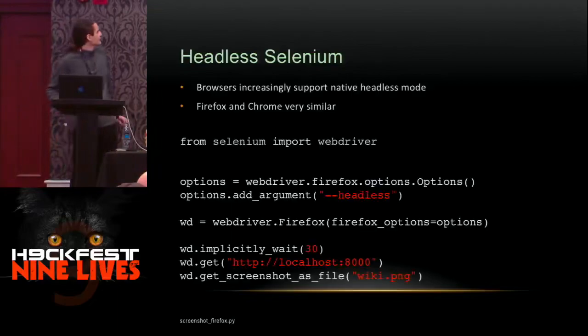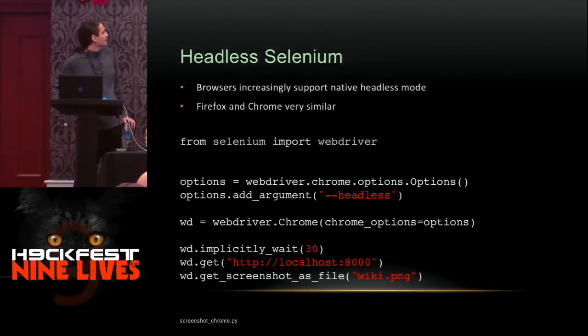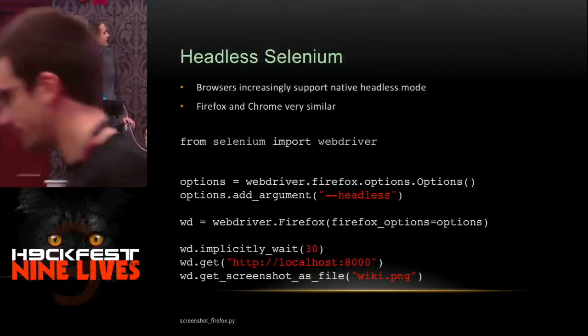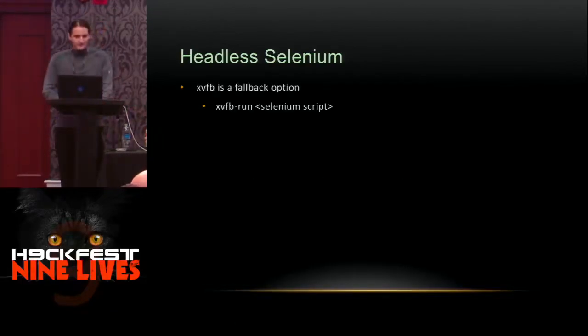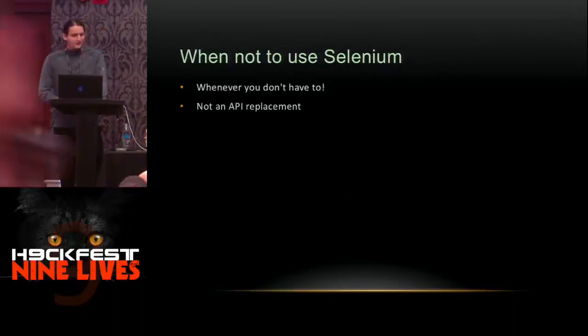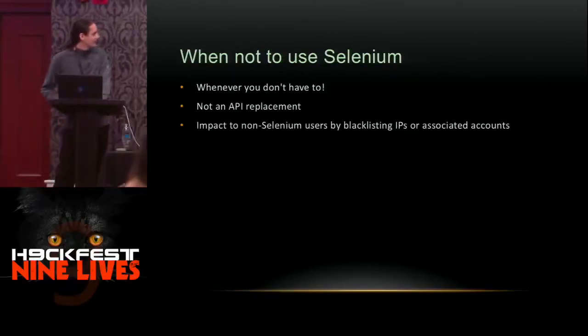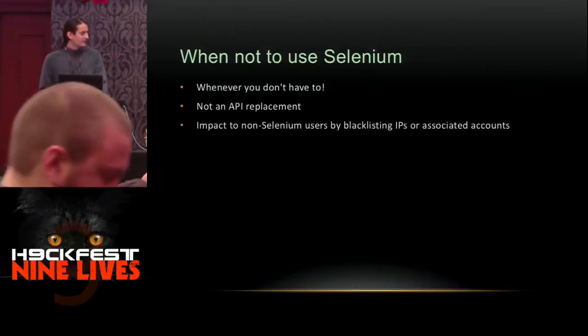This is just a quick example showing that Chrome and Firefox scripts are almost identical. Adapting from one browser to another is super easy. When not to use Selenium: whenever you don't have to. I know that doesn't sound like a ringing endorsement after everything, but it's not an API replacement. Browser automation is very slow, resource intensive, and it's a last resort. It's often a resort that we do have to come to, but don't use Selenium unless you actually need to do web scraping.